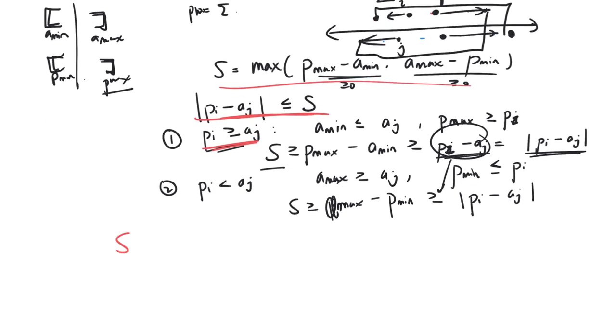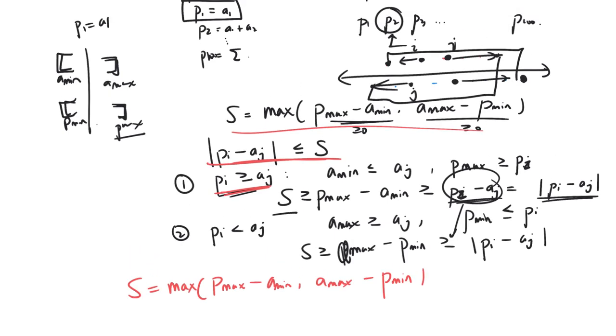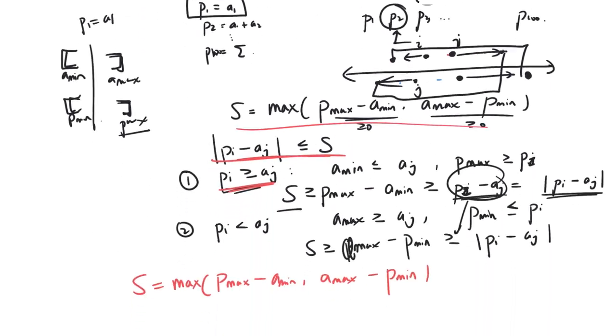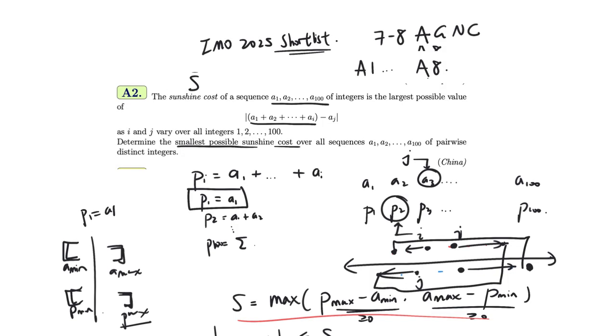So S is equal to the maximum. So this is the sunshine cost, right? So this is the expression for S: P max minus A min and A max minus P min. So it is the maximum of these two things. Okay, now we're gonna let C be the smallest possible S over all sequences AI, as required by the statement.